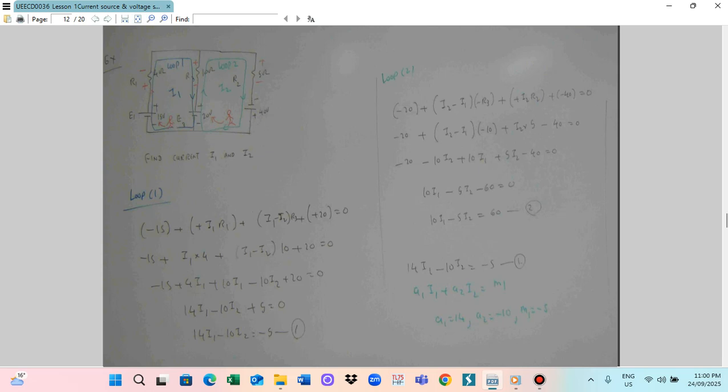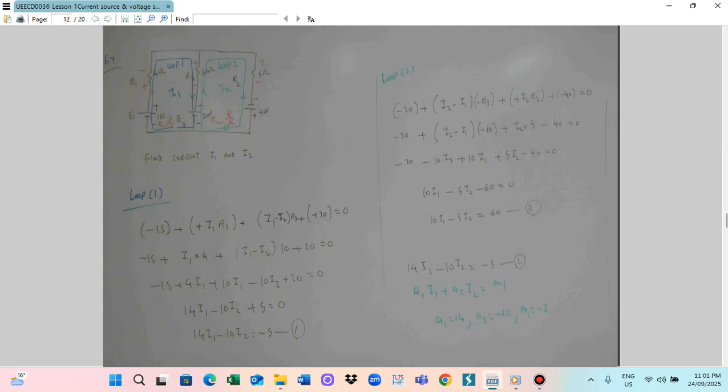In this case, in this direction, R3 is not only this I1, because at the R3, this current I1 is down, I2 is up. So at the R3, this is I1 minus I2 into R3. So here you can put it: this is 4 R1 and this is I1 minus I2, and the R3 is 10, plus 20 is equal to 0.